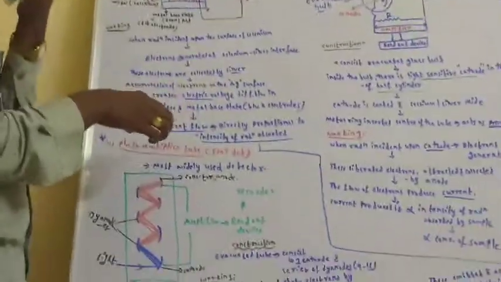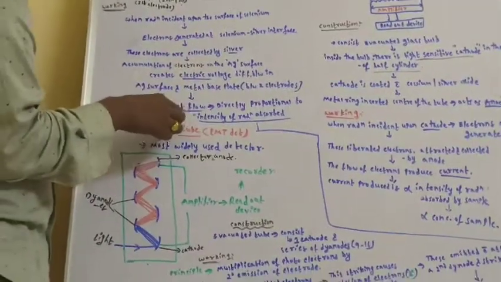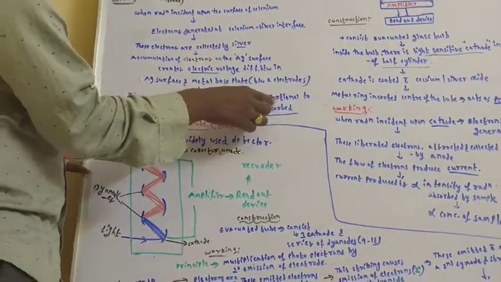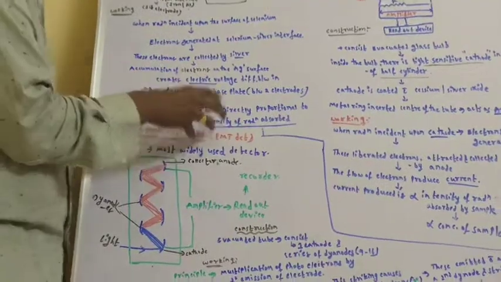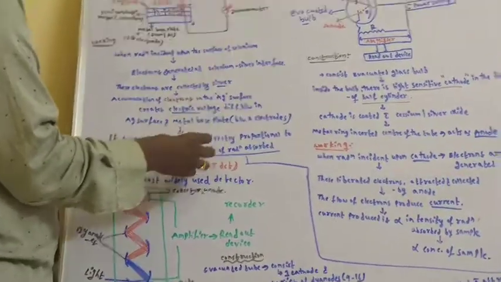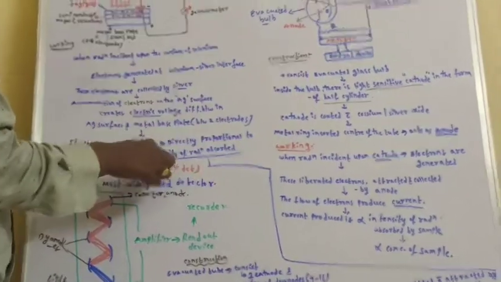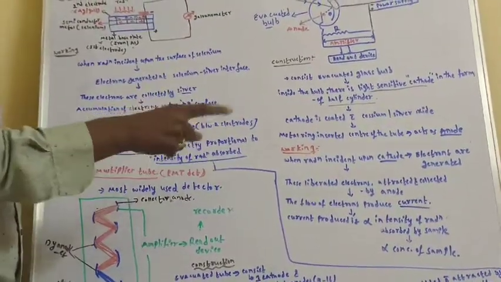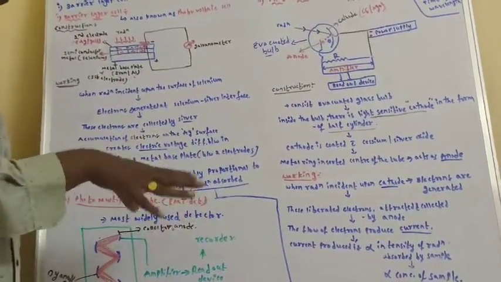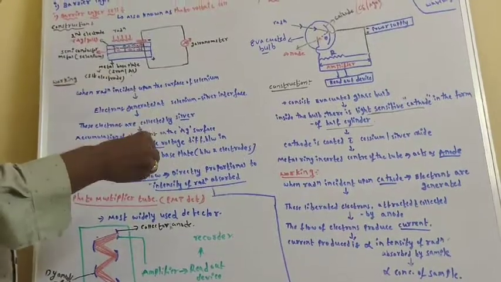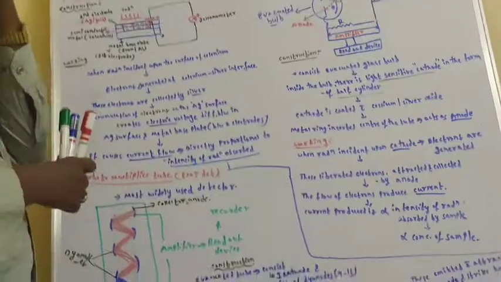This potential difference causes current flow. The current flow is directly proportional to the intensity of radiation absorbed. If you measure the current flow, that gives direct information about the intensity of radiation absorbed by the sample. The intensity of radiation absorbed is directly proportional to the concentration. So measuring the intensity of radiation absorbed by the sample gives the concentration of the sample present in the solution. This is about the barrier layer cell.